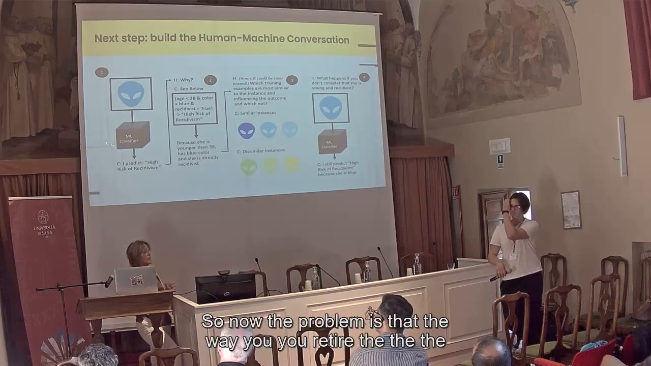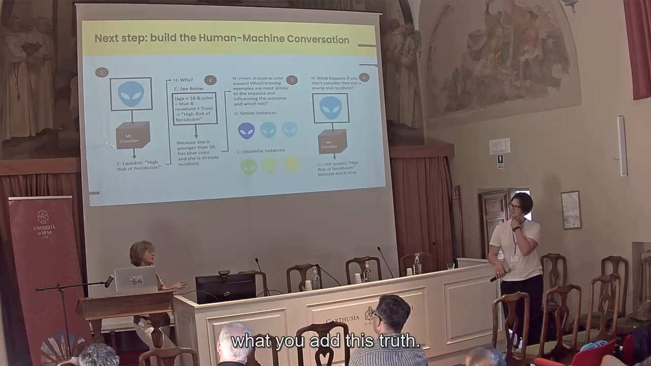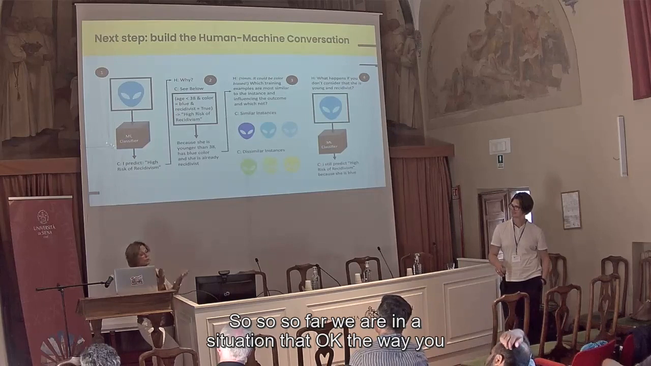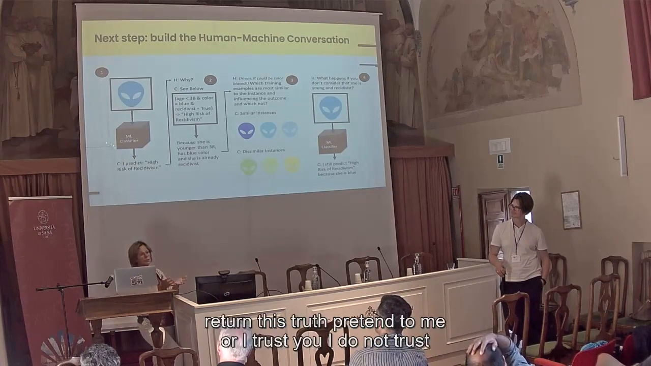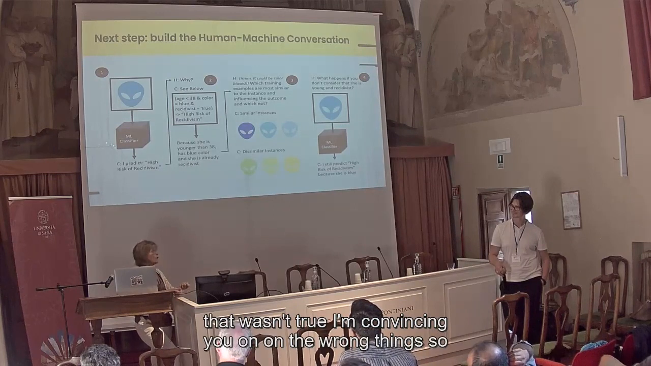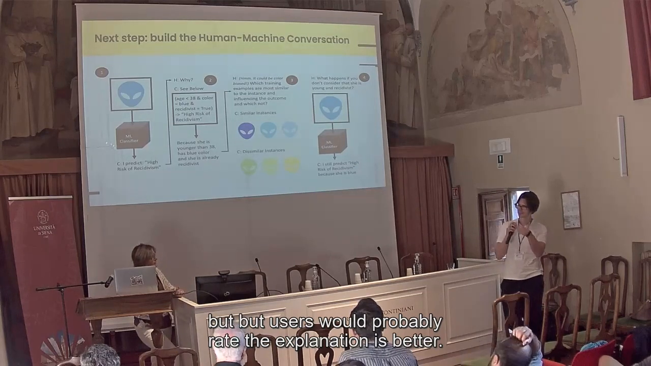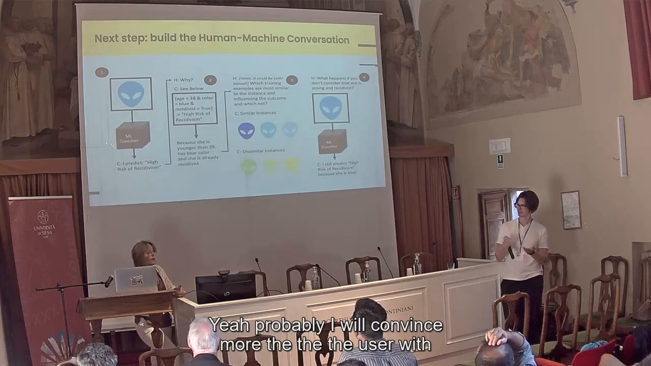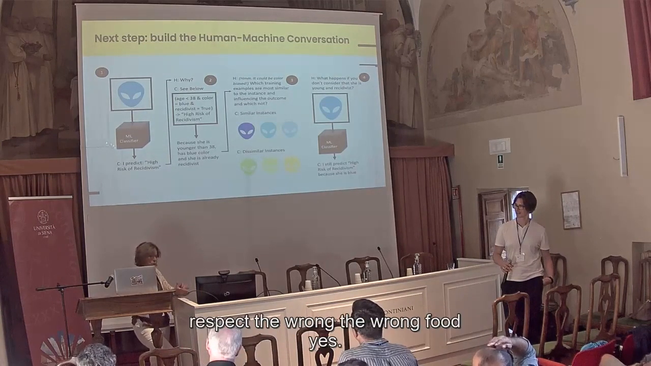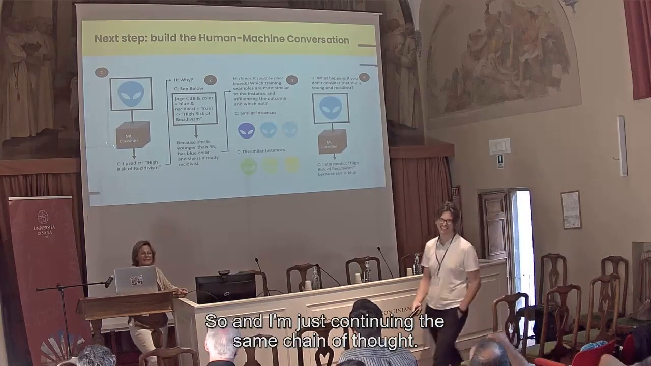Now the problem is the way you return what you add to this truth. So far we are in a situation where the way you return this truth pretends, or I trust you, or I do not trust you. So I try to add something that may convince more. But if that wasn't true, I am convincing you of the wrong things. But users would probably rate the explanation as better. Yeah, probably I will convince the user more with respect to the wrong truth.